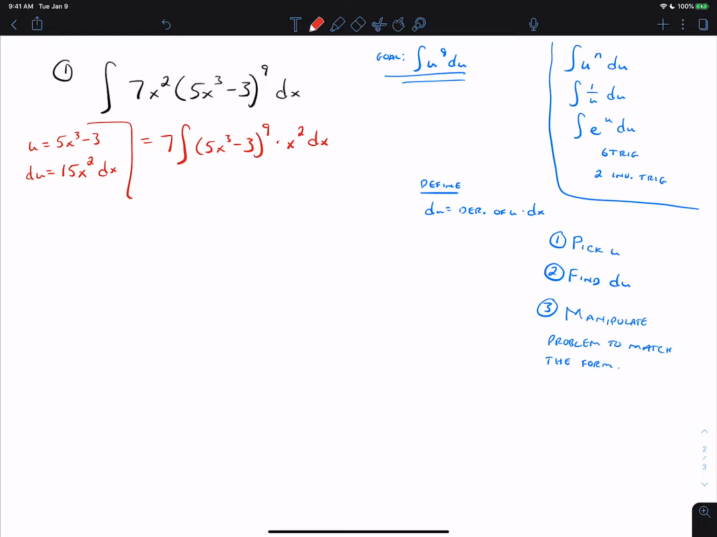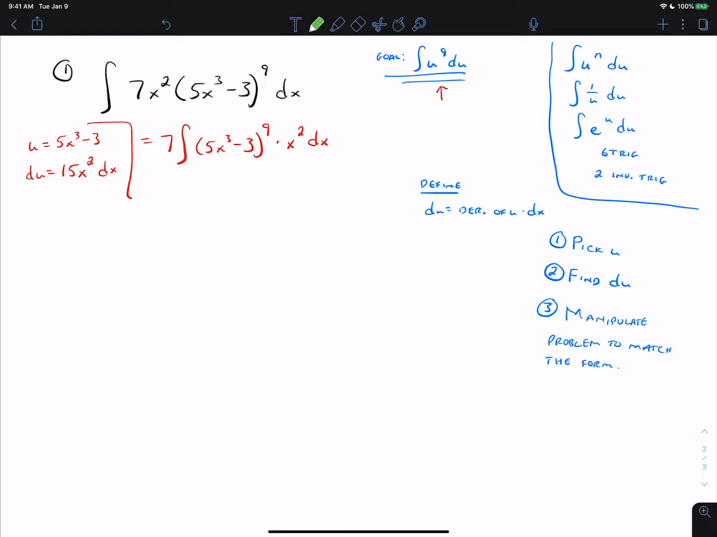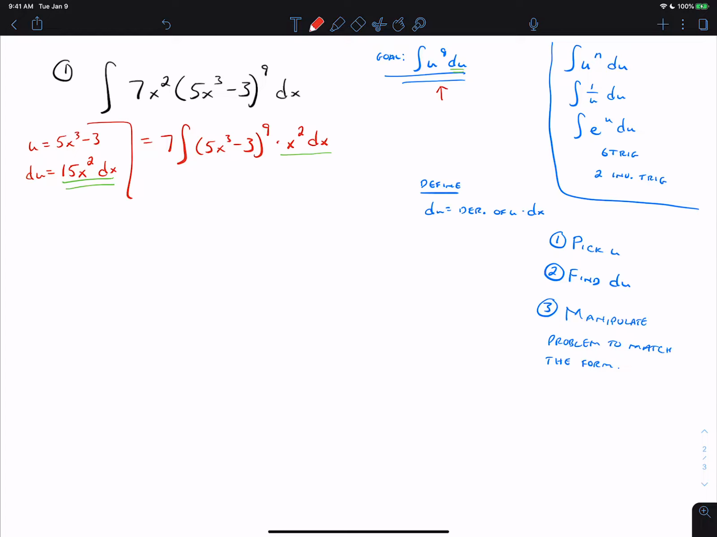Why do I want to do what I did? Well, I'm trying to get it to the goal of u to the 9th du. And so I've got the u to the 9th at the beginning. Now, if we look closely at what du is, 15x squared dx. And over here, I've got x squared dx. Remember, I want du at the end of the problem. So I'm missing a 15. So what we're going to do on the next step is we're going to put a 15 in.